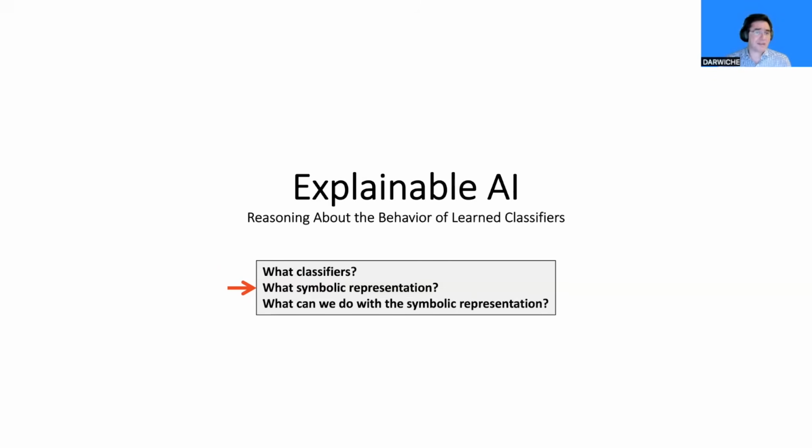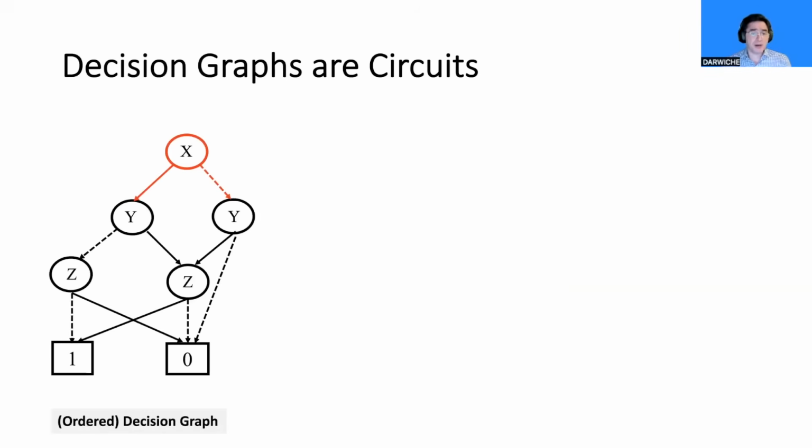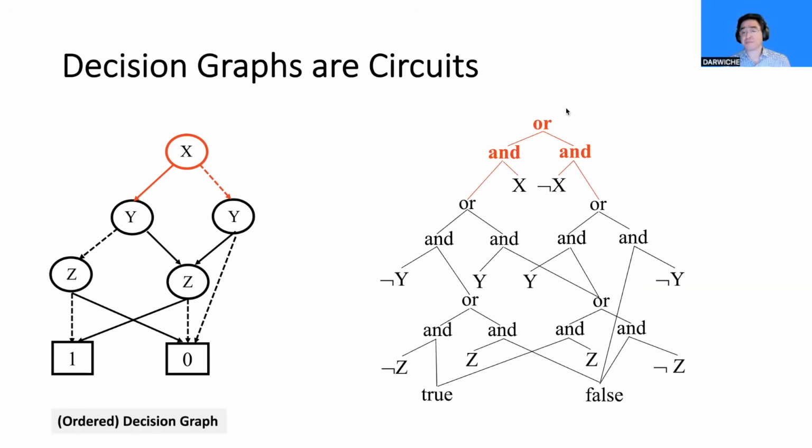And now you say decision graphs, are they circuits? They are indeed when you account for notation. So if you look at this decision node here, it says if X is true, go this way. If X is false, go that way. We can represent it by this circuit fragment here. And if we repeat the same process for alpha and beta and do it recursively, we get this circuit.